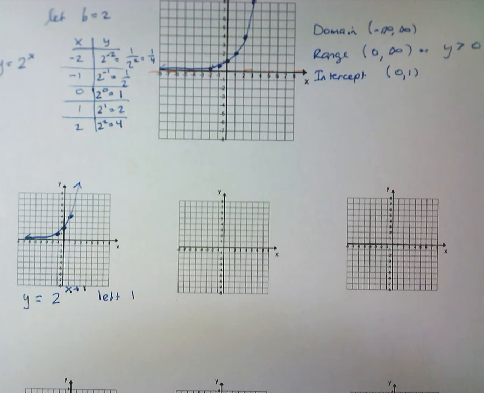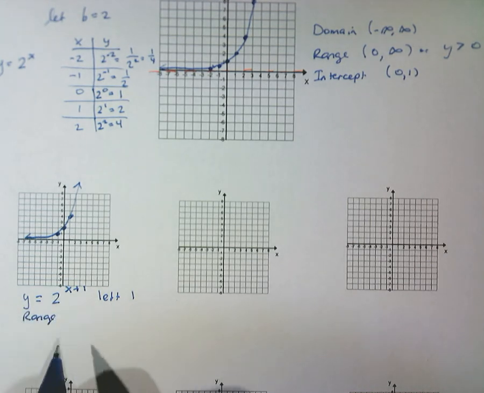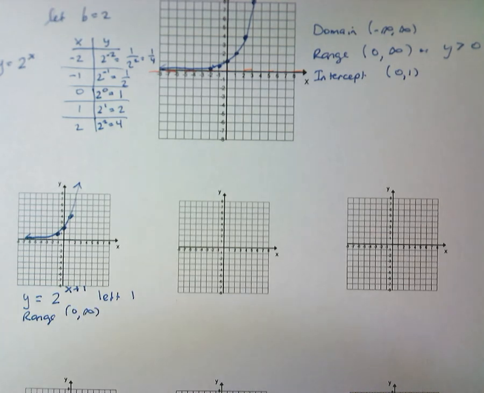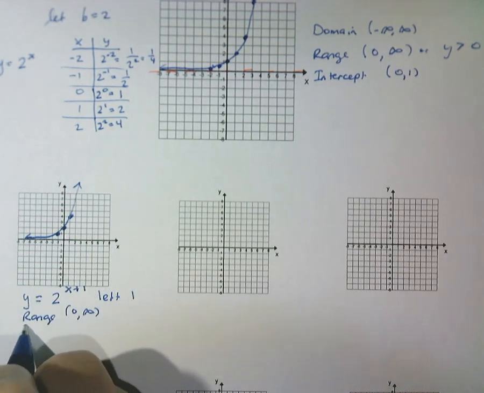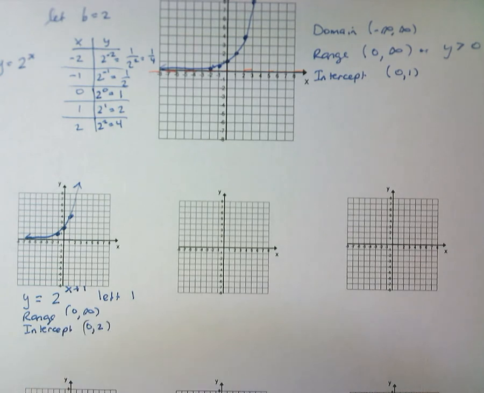Like I said, my domain is all real numbers. My range is still going to be the same range. It's going to be 0 to infinity. But now my y-intercept has changed. My y-intercept is the point 0, 2. But my asymptote did not change. So my asymptote is going to be y equals 0.